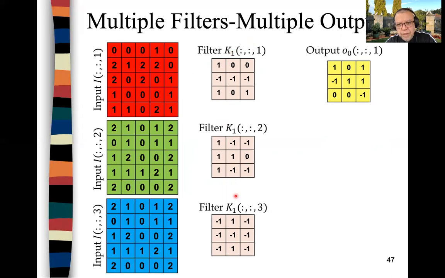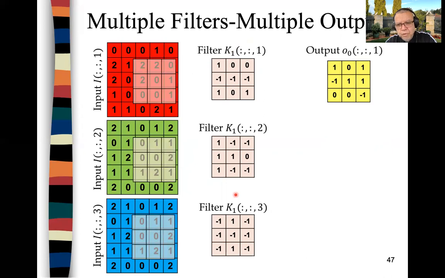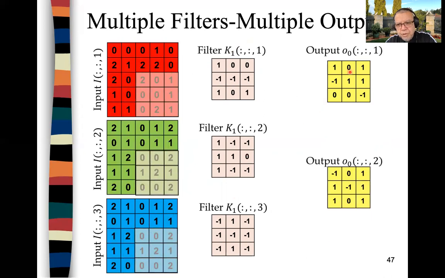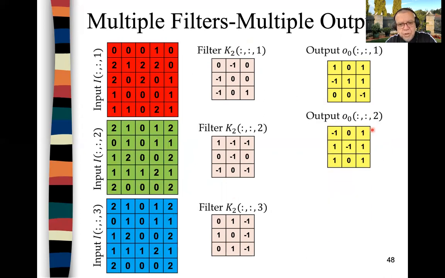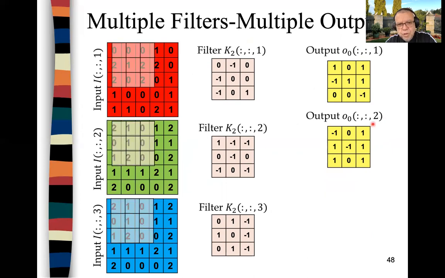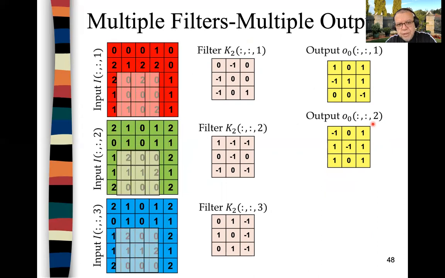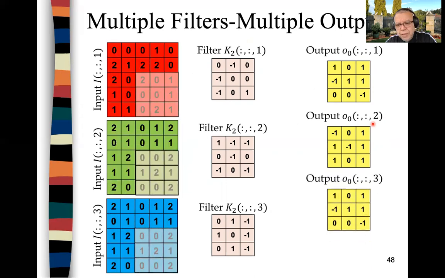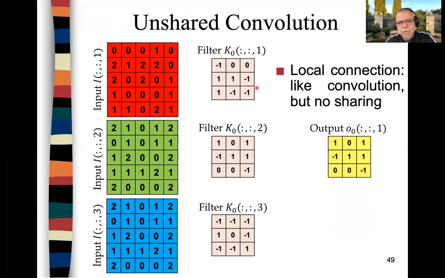We do the same thing. We perform convolution. We get the second output. We do it with the third filter, K2. We do the same operation. We end up with a third output and so on, okay? Depending on the number of filters. So for example, K0 was detecting the vertical edges, K1 was detecting the horizontal edges, and so on.